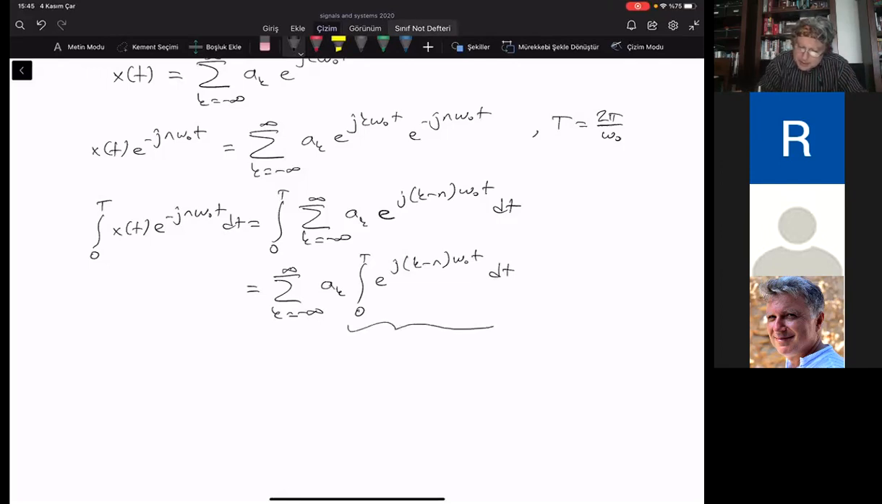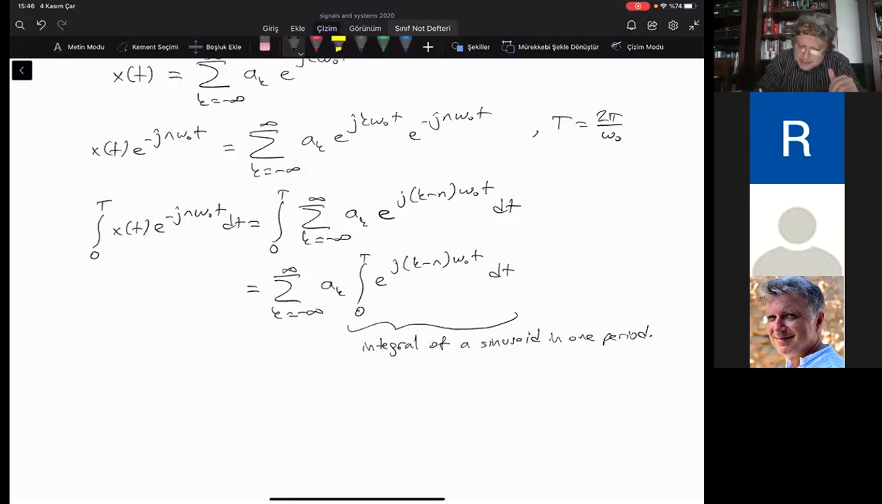Now, here comes the important observation. This thing is an integral of a pure sinusoid in a duration of one period. Within one period, if you integrate a cosine, it must start from a point and end at the same point. It must be one period. So within one period, a cosine integrates to 0. A sine integrates to 0. Any shifted sinusoid integrates to 0 within one period.